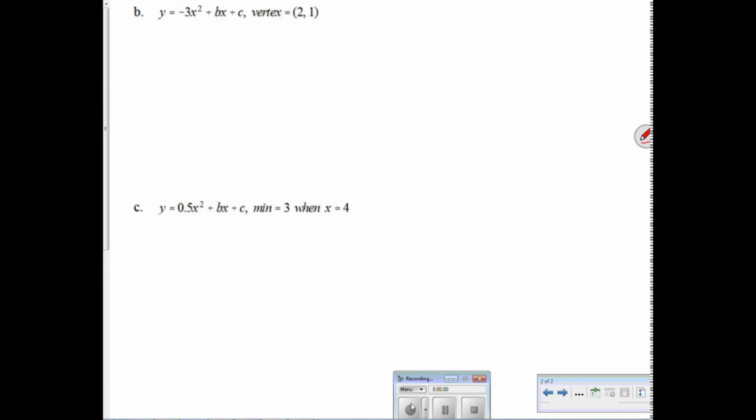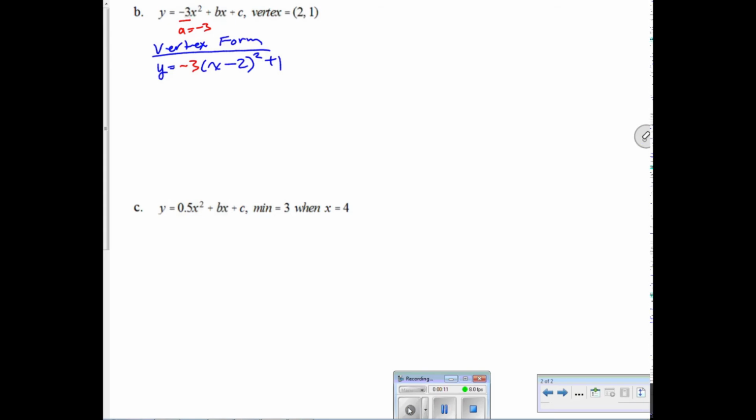Okay, so for this problem, we have y is equal to negative 3x squared plus bx plus c, and they tell you what the vertex is. Now, every equation has some form of information in there that we can use. Remember, the a value in the vertex form is the same a value that you would find in your standard form of the equation. So that means that the minus 3 on the x squared is the a in our vertex form. So we end up with this.